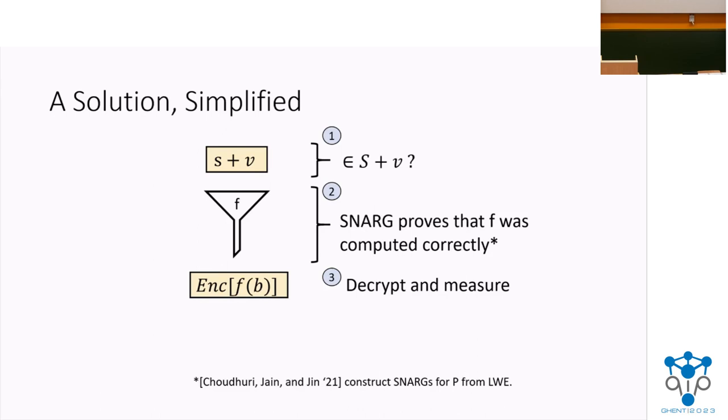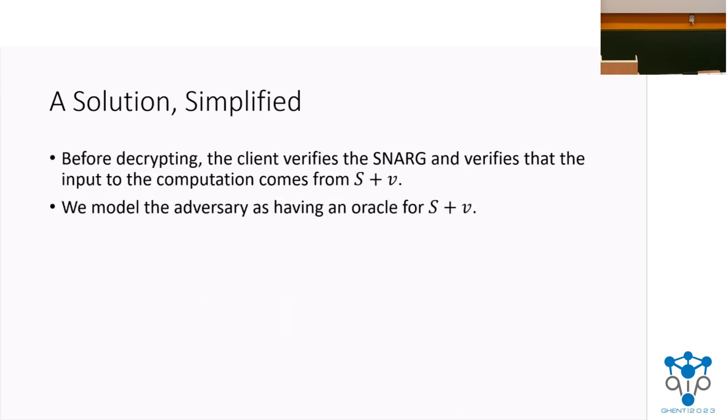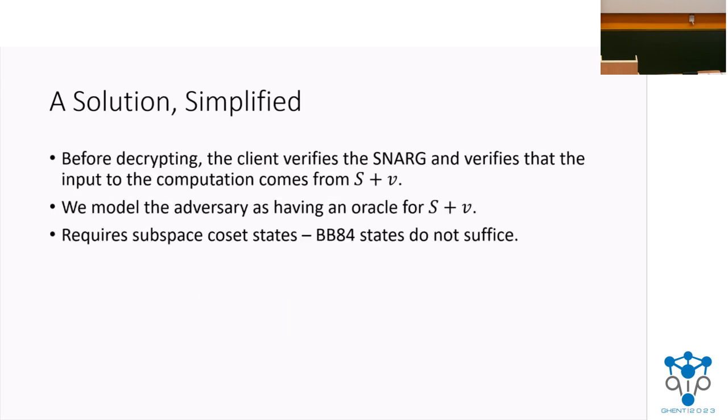This solution requires that we use subspace coset states instead of BB84 states. The reason for this is that we have to model the first two checks as being publicly verifiable. So we have to hand out an oracle that checks membership in S plus V. This does not break security if we're using subspace coset states, but it does if we were using BB84 states.